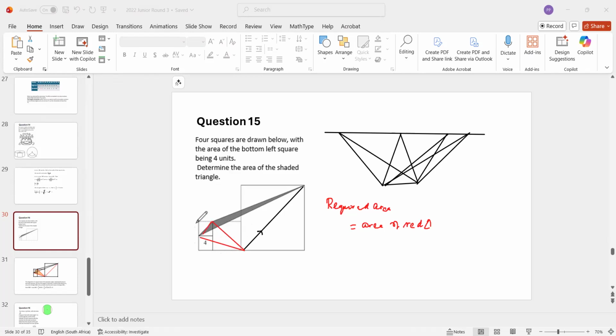Now, remember we said that this was 2, and that is 2. And this is the diagonal. And I think I mentioned earlier on that if you got two isosceles triangles, the hypotenuse is 2 times square root of 2. So the base is 2 times square root of 2. That's the base of this. And the height is that one.